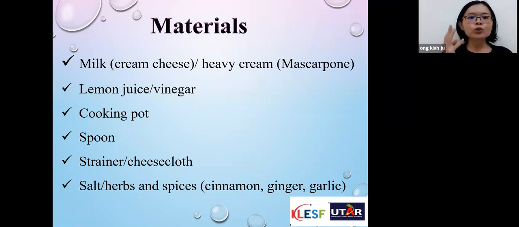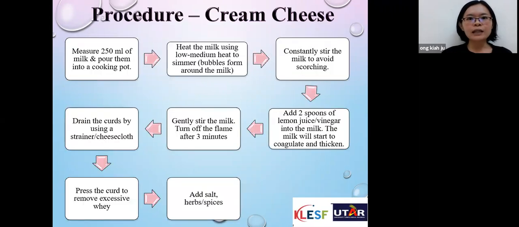And you also need a cooking pot, a spoon, a strainer or cheesecloth, and some salt or herbs and spices such as cinnamon, ginger, and garlic. It's up to you. You can flavor your cheese according to your taste. We already went through all the materials. Let's move on to the procedure.